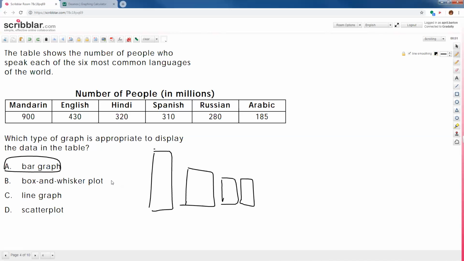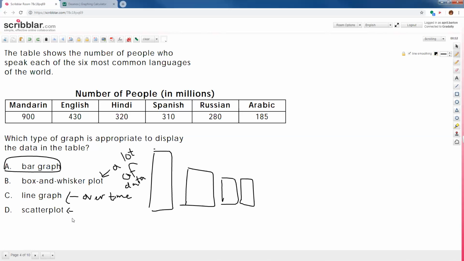Box and whisker plot is usually when you have a lot of data. So you have so much data that you want to figure out, well, where's the middle of this data? Where's 25% of this data? So box and whisker plot works best for a lot of data. Line graph works best over time. A common one is like measuring your height from when you're a baby. You can plot over time, well, this is what's happening.